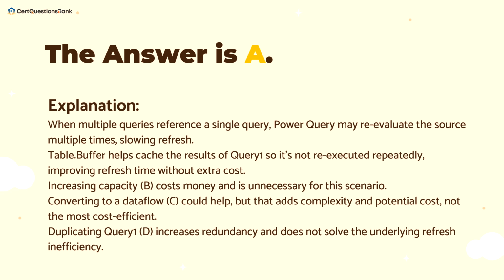Increasing capacity, B, costs money and is unnecessary for this scenario. Converting to a dataflow, C, could help, but that adds complexity and potential cost, so it's not the most cost-efficient. Duplicating Query 1, D, increases redundancy and does not solve the underlying refresh inefficiency.